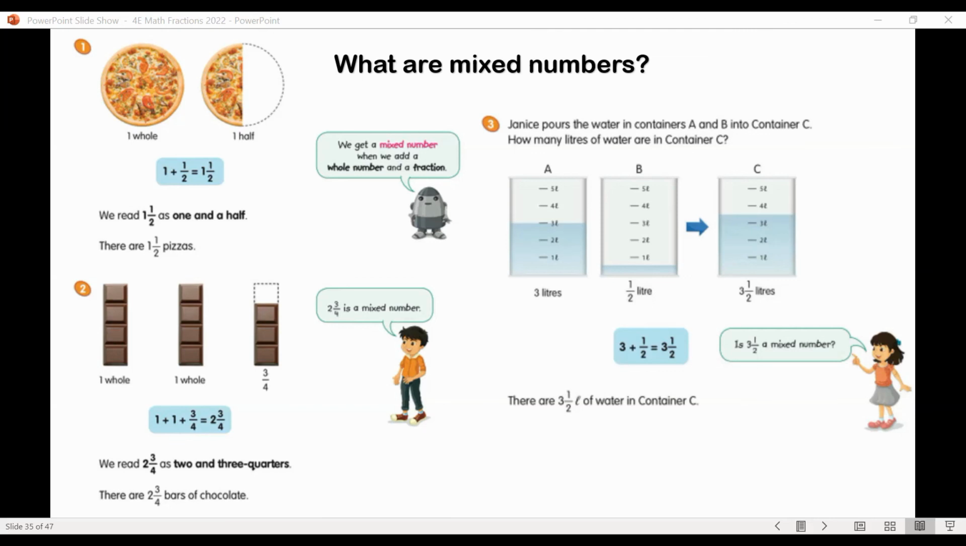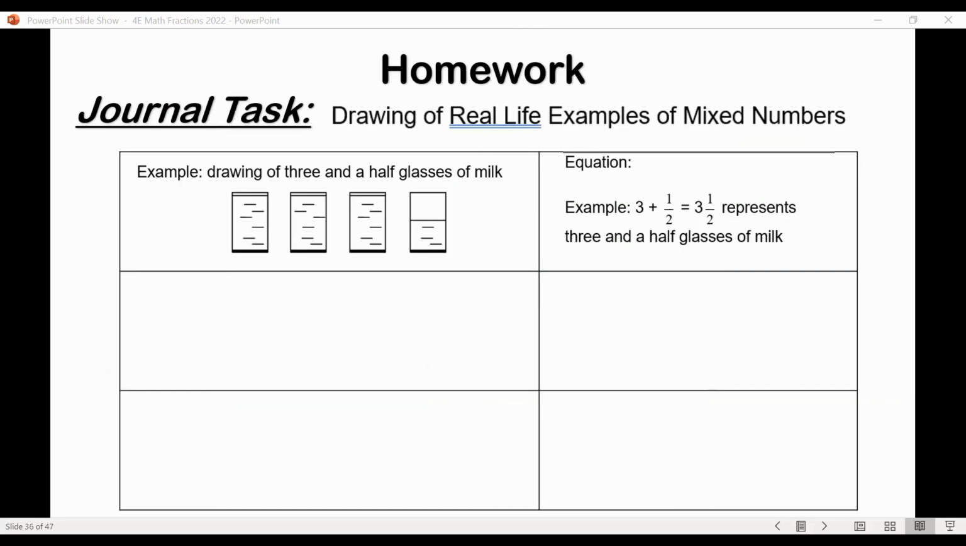It's essentially learning. I'm trying to introduce to you what mixed numbers are. In your textbook, there are some examples. Essentially, there's a whole number part and there's a fractional part. I will talk more about this next Monday. You have homework to record this down. Write down your homework now.